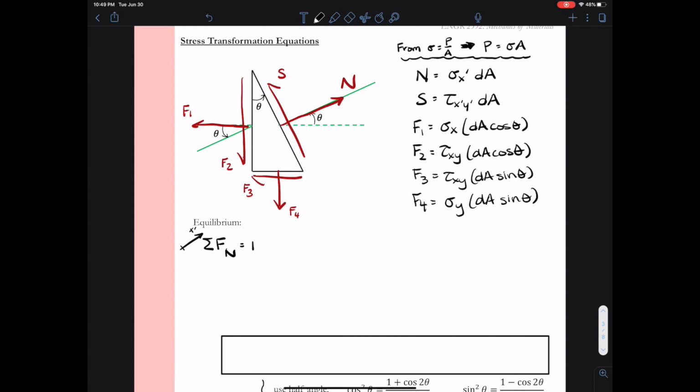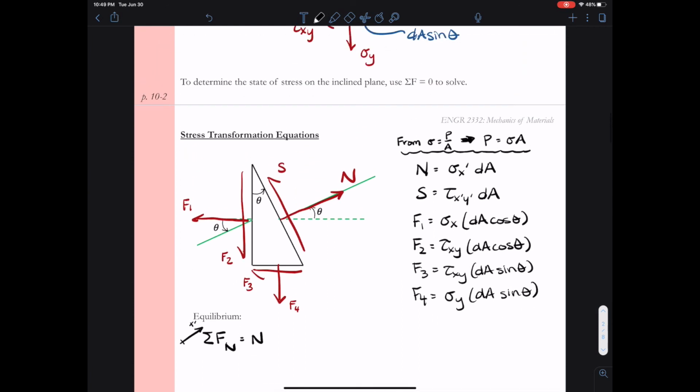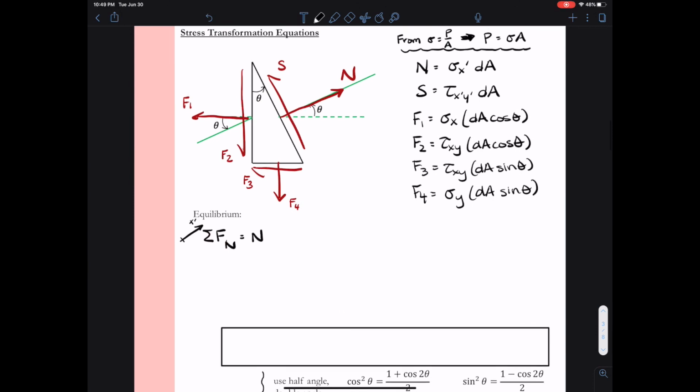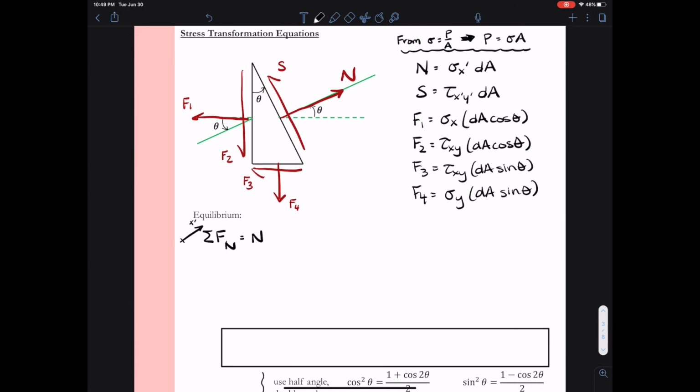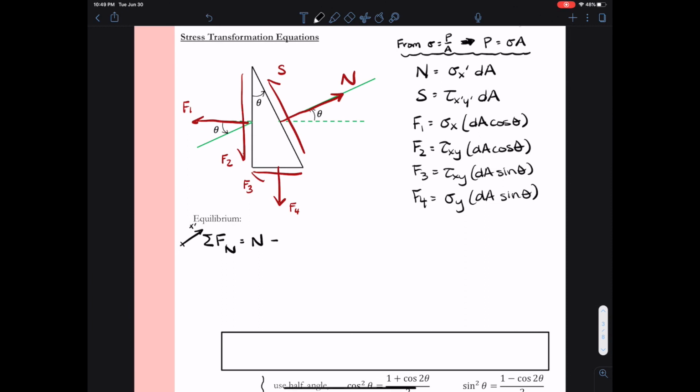So summing forces in the n direction, I get my force N. My shear force, because it's perpendicular to that direction, does not contribute any components in the n direction. Then I have to look at F1. So F1 looks like it's going to be in the negative x prime direction, and the component there is going to be F1 cosine theta. So hopefully you see that. If not, I would suggest you review your statics to make sure you can get components of forces easily. So this gives us a negative F1 cosine theta.